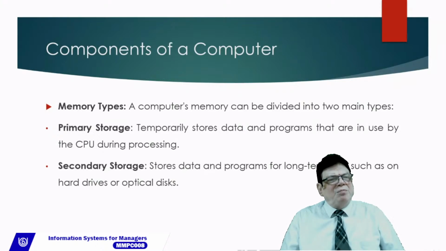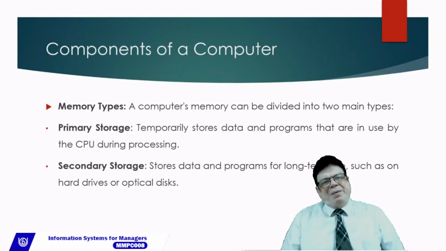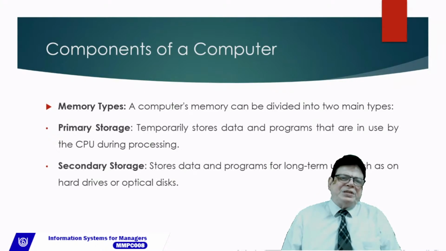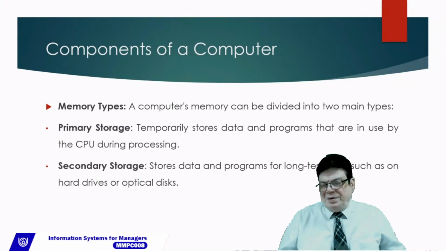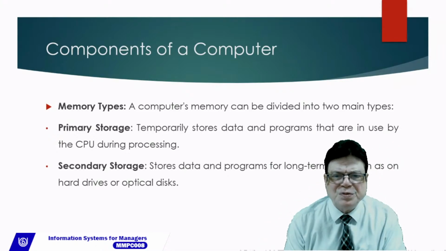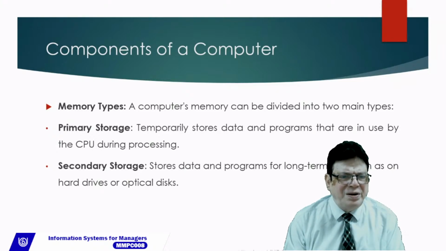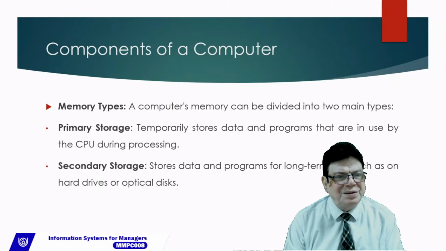Components of a computer, memory types. A computer's memory can be divided into two main types: primary storage and secondary storage. Primary storage temporarily stores data and programs that are in use by the CPU during processing. Secondary storage stores data and programs for long-term use, such as on hard drives or optical disks.